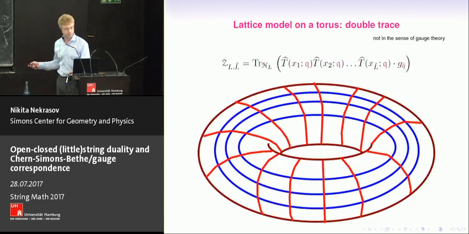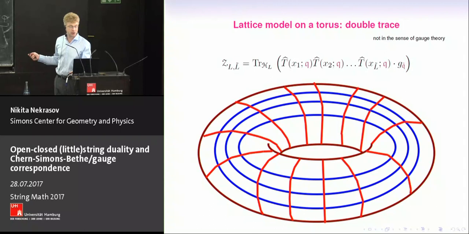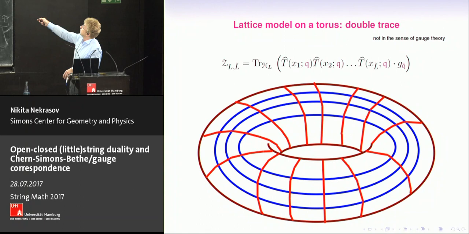And so geometrically, what you get in this present setup is a lattice model on a torus, because I've closed all my loops both in space and time. And so the partition function is a double trace, in the sense that the transfer matrix, the evolution from this circle to that circle, is given by a trace, and then the whole thing is also traced. So that's a double trace.